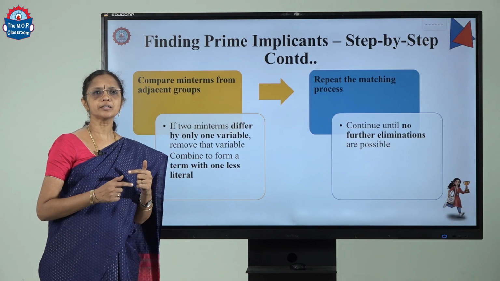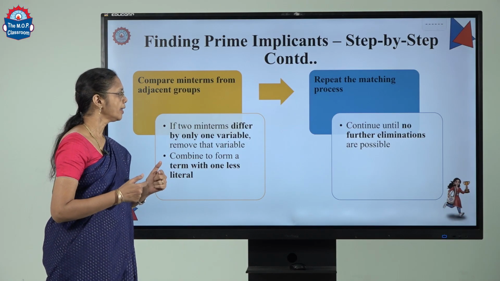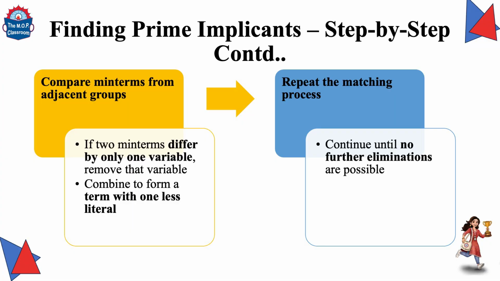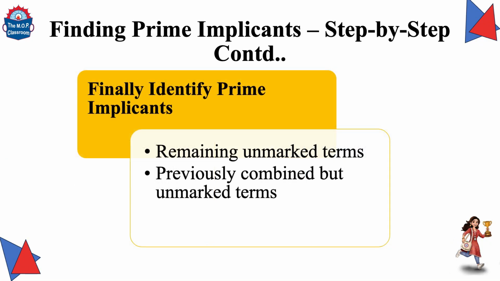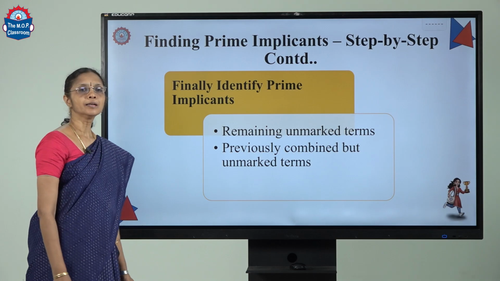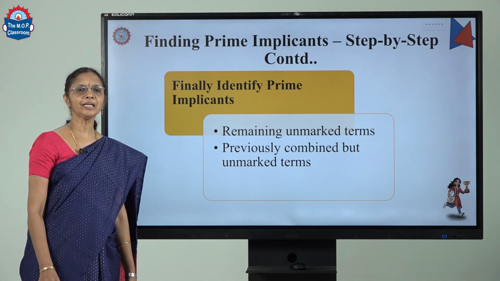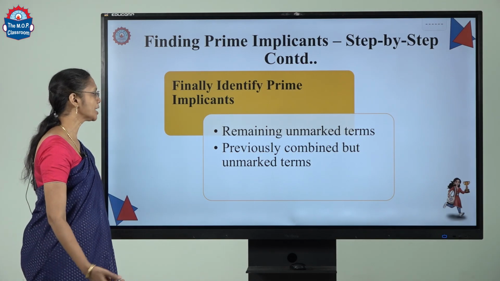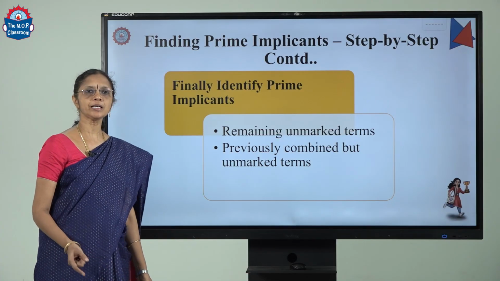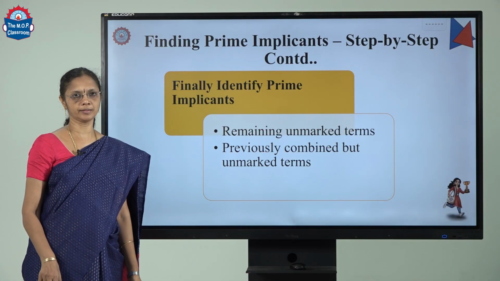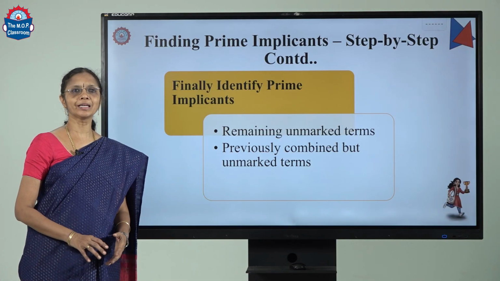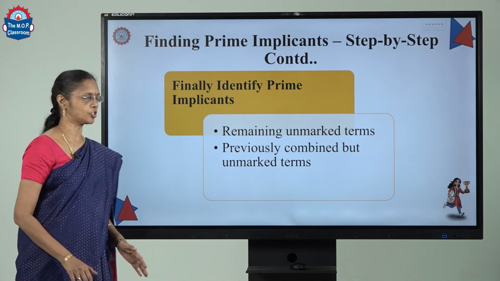This process is repeated until no further eliminations are possible. Finally, we identify the prime implicants by combining the remaining unmarked terms as well as the previously combined but unmarked terms. So, this is how we get our prime implicants.